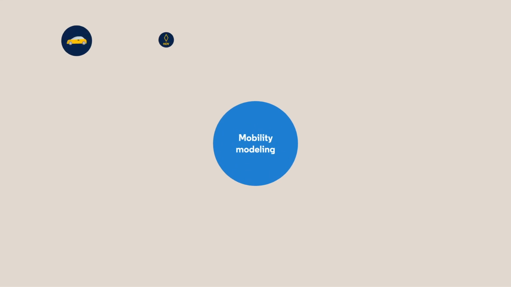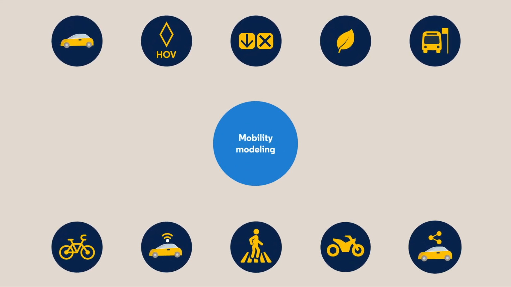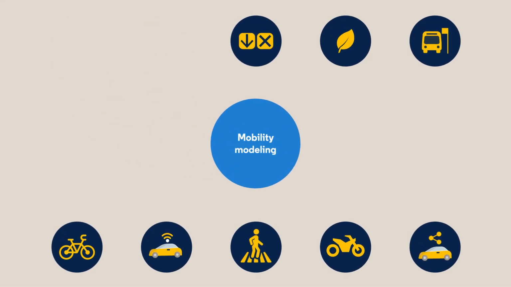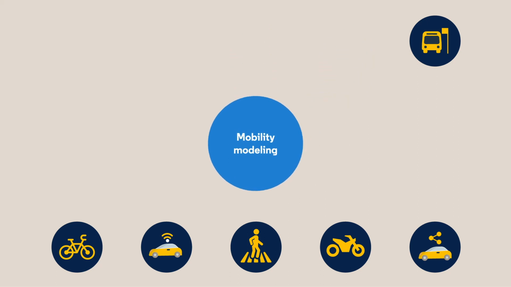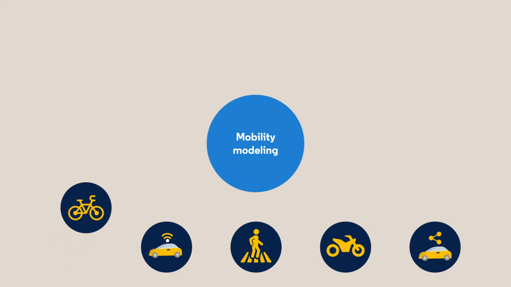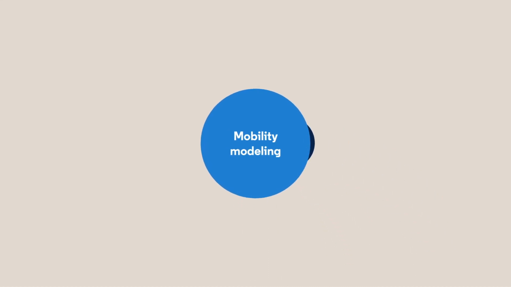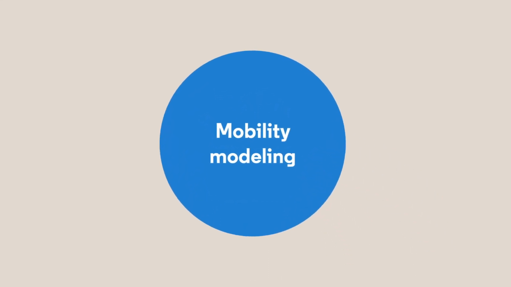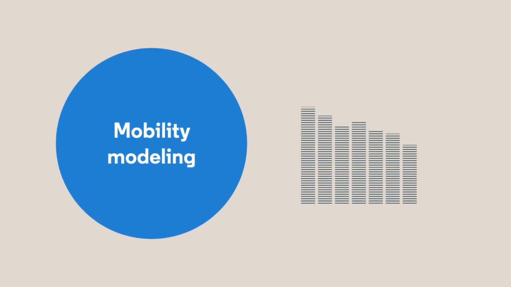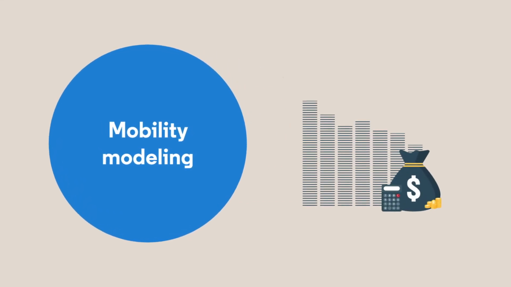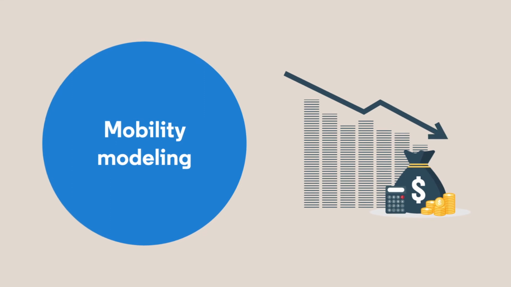The scope of testing is virtually unlimited. It can include private vehicles, HOV lanes, congestion pricing schemes, clean air zones, public transport, dedicated bike lanes, human and AI-driven vehicles, pedestrian crossings and zones, motorcycles, car sharing, and more. Most importantly, once you've set it up, testing costs a fraction of any other modeling method, let alone real-life implementation.